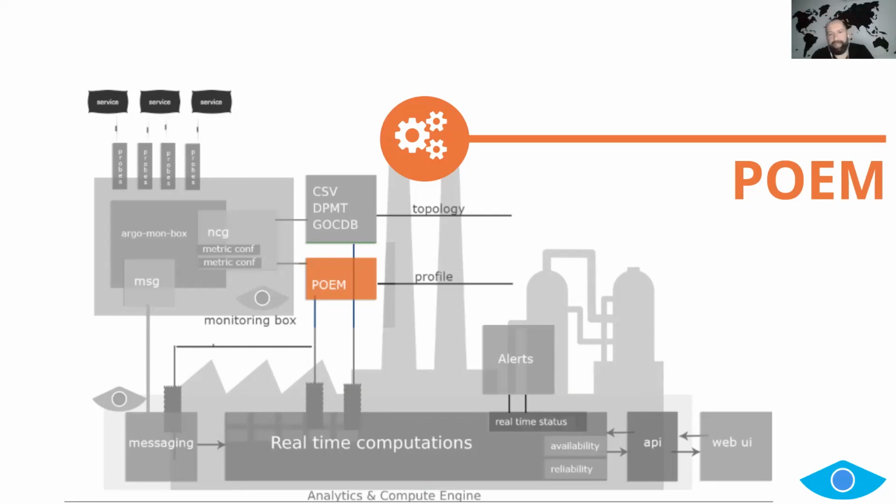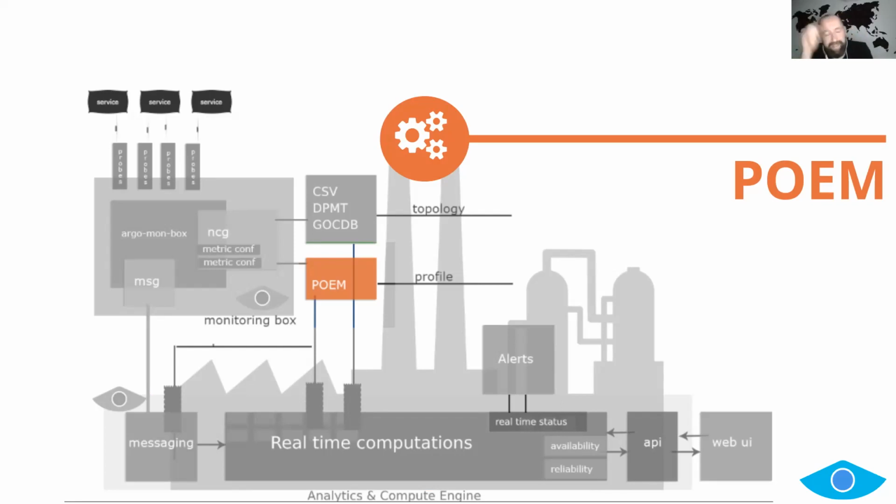Now, the second part is internal to Argo. POEM is a component that we developed. If the topology is answering the question, what should I monitor, the POEM component answers the question, how should I monitor it? Now, POEM started as a very simple thing, basically mapping the service types that you've seen before with names of the tests / metrics that are supposed to be run there.